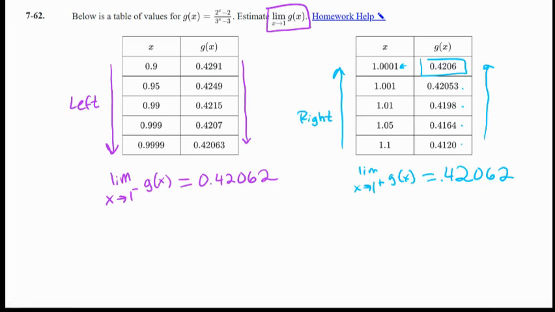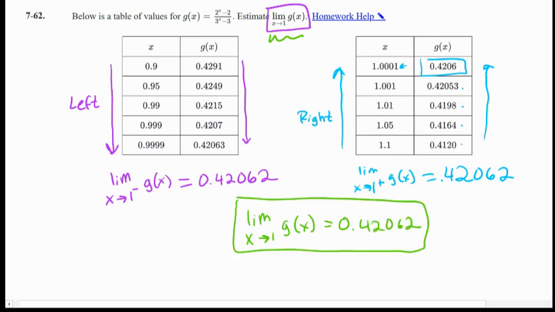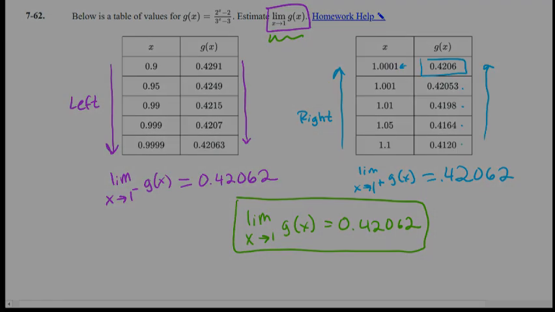But if we plugged in more x values, we would end up getting the same thing for the left and the right sided limit, which tells us that the final two-sided limit that we were originally looking for up here, the limit as x approaches 1 of g of x, is equal to 0.4206, since both the left and the right side point towards the same value.